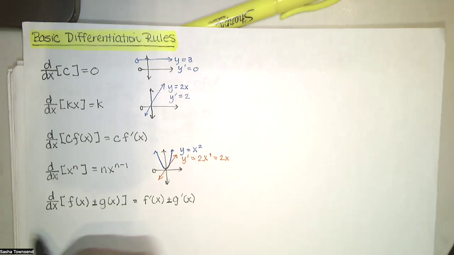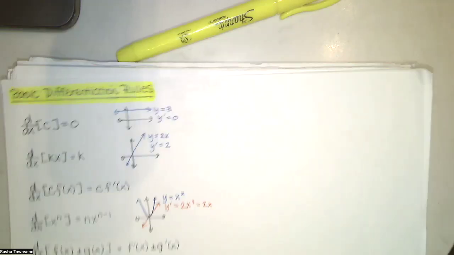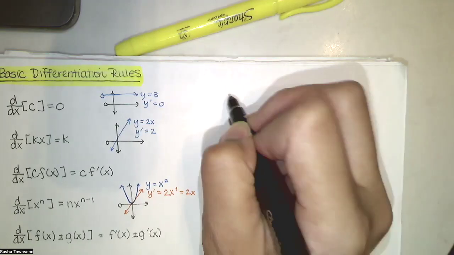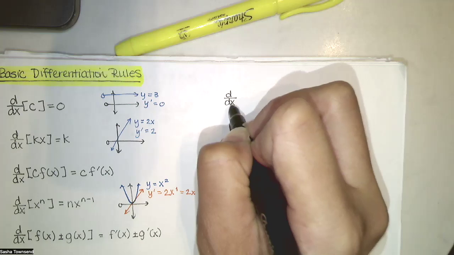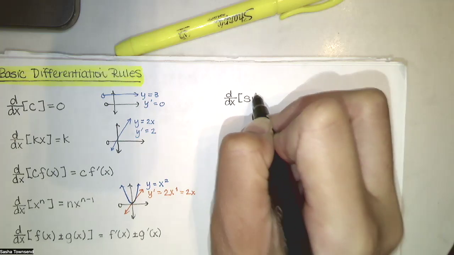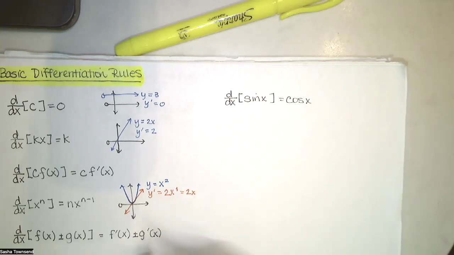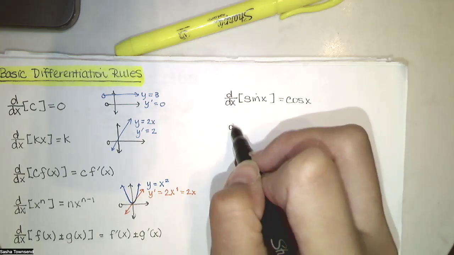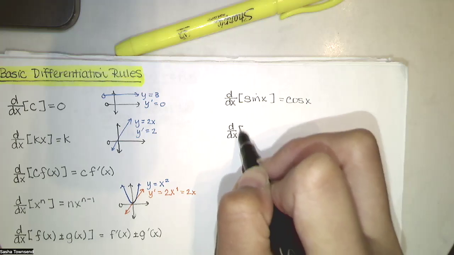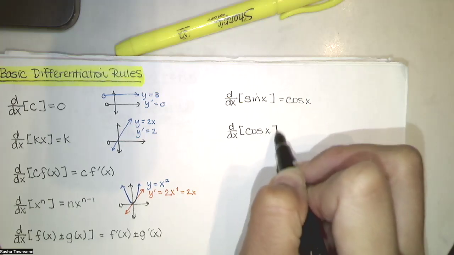Let's see. And in the last couple of videos, what did we talk about? We also talked about the derivatives of our trig functions. So we had the derivative with respect to x of sine of x is cosine of x. Now, I'm not going to graph these because in this video, we're just trying to review our basic differentiation rules. The derivative of cosine of x turned out to be negative sine of x.